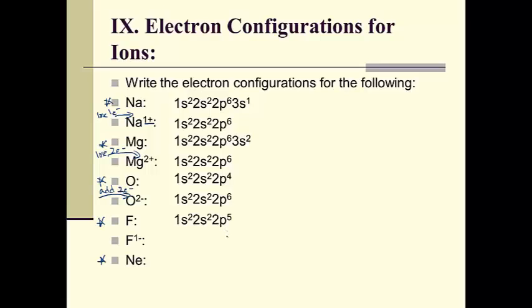Fluorine, one more past oxygen, so that should have been simple. And it's a -1, so you're only going to add 1. And neon should have been that.